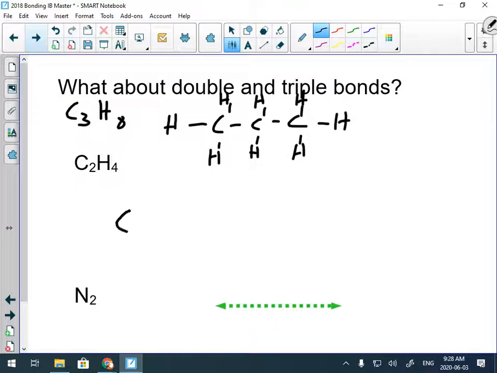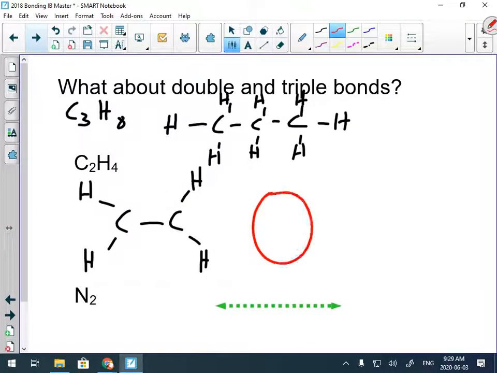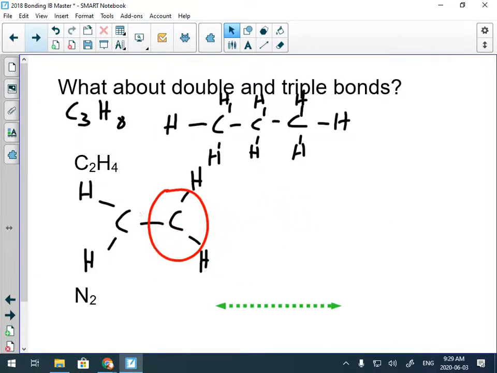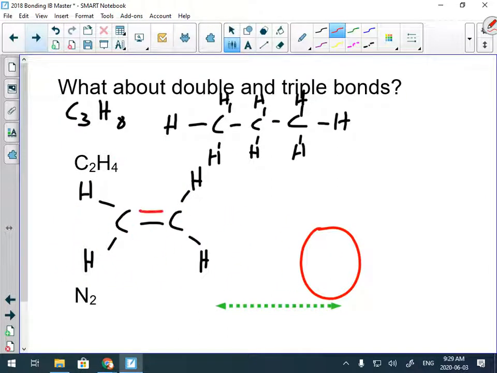Okay, let's set this up kind of symmetrically. So 2 carbons. All right, so we've got 4 hydrogens, so maybe we'll stick the hydrogens over here. How many lines does hydrogen get? Only 1. How many lines does carbon get? Carbon gets 4 lines. So if we put 1 there, that doesn't give the carbons enough lines, right? It gives every hydrogen what it needs, but it doesn't give the carbons enough. So we have to put a double bond.